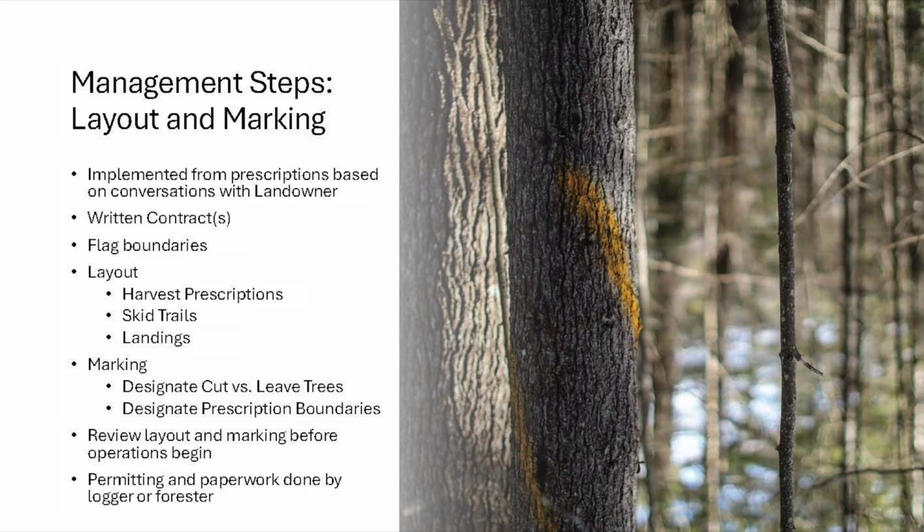So the layout and marking should be implemented from prescriptions, meaning harvest styles based on the conversations or the goals or objectives that you've defined. We should work to having a written contract. UNH Extension has a great example contract that you can refer to or compare to what someone else might provide. We want to flag the boundaries so we mitigate any timber trespass. Or, if you say, I don't want to go within 100 feet of my home to maintain a buffer, making sure that those boundaries are appropriately marked on the ground.